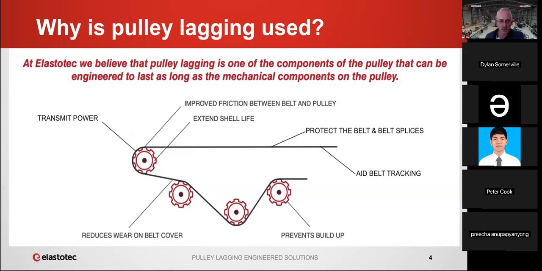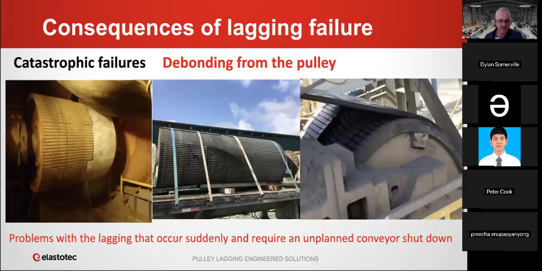What I want to do now is look at some ways that pulley lagging fails, and I'm going to start off with catastrophic failures. By catastrophic failures, what we mean is the failure of the lagging is such that it requires an unplanned shutdown of the conveyor for some repair work. This is the worst type of lagging failure because it's very, very costly because it directly impacts production.